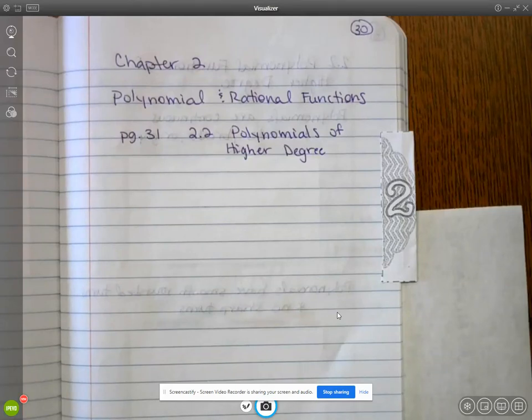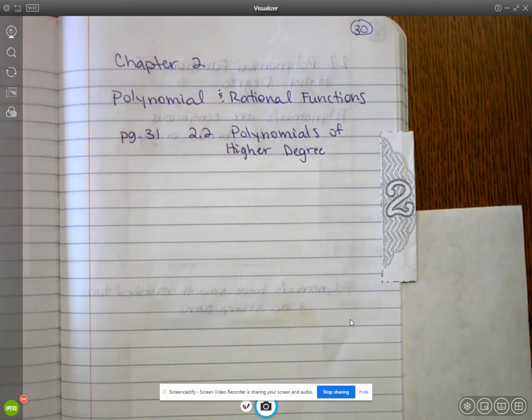Okay, so we're starting chapter 2. We are doing section 2.2, which is polynomials of higher degree. We skipped section 2.1 on quadratics because everybody should have gotten quadratics thoroughly in Algebra 1 and Algebra 2, so I just skipped it to save us a little time. We'll cover some things about quadratics as we go through this lesson on polynomials.